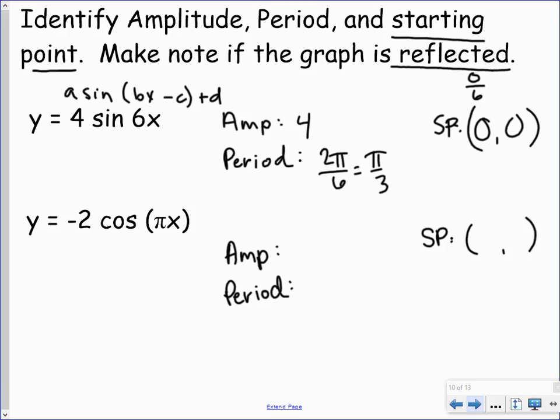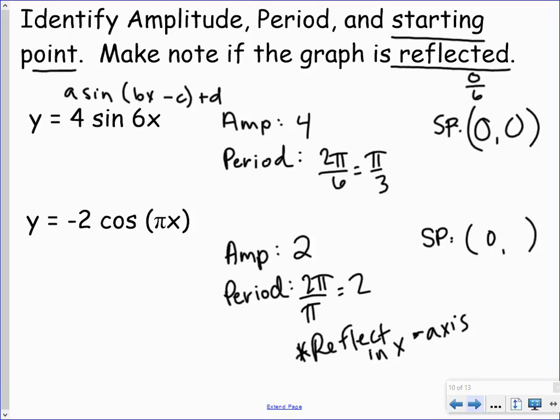There would be a reflection. Amplitude is? 2. What else are you going to tell me? Period is 2. Okay, the period is 2 pi over pi, which is 2. Reflection. Oh, there's a reflection. Okay, because of the negative. And starting point? 0, 0 again.